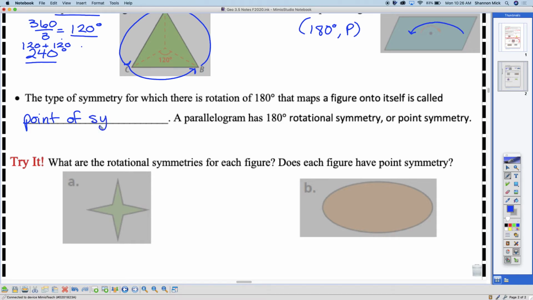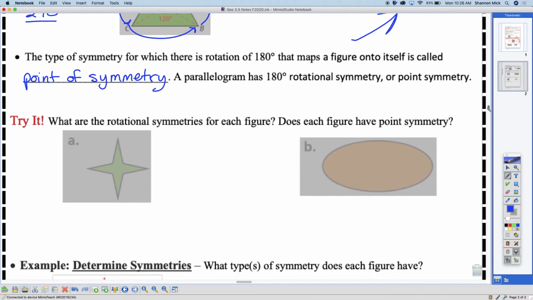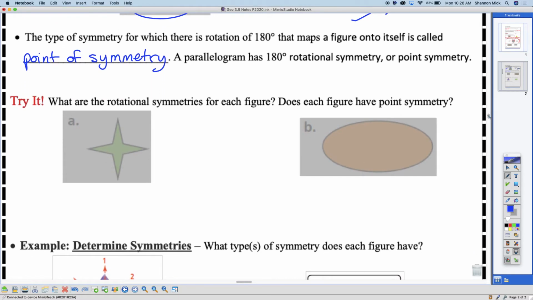This would be a point of symmetry, yes? The rectangle would be a point of symmetry because I rotated about that point. So what are the rotational symmetries of each? And does each figure have a point of symmetry? Because sometimes it's not the middle.